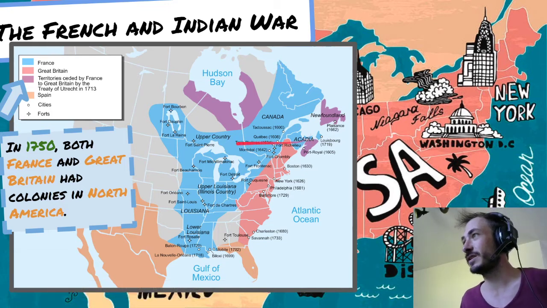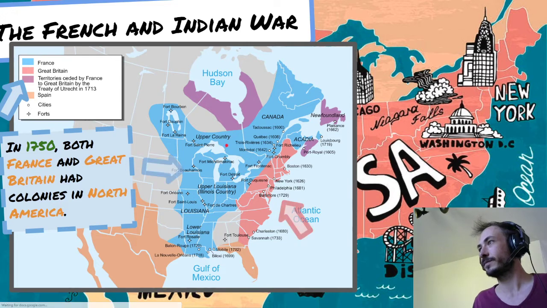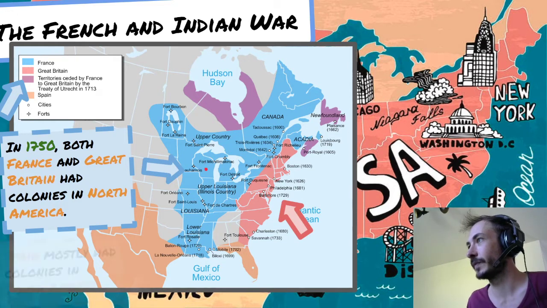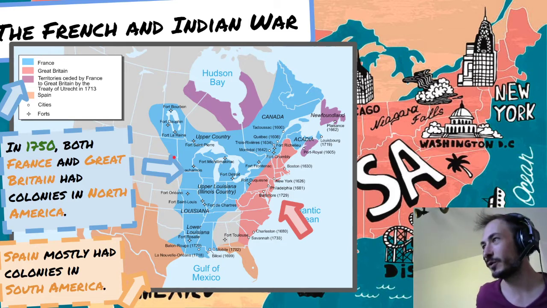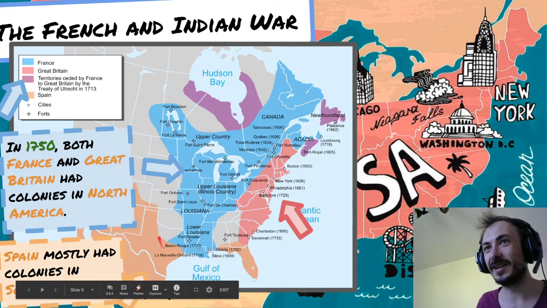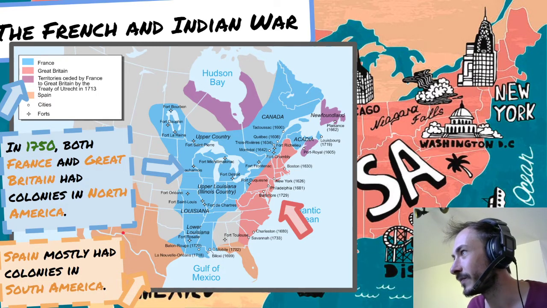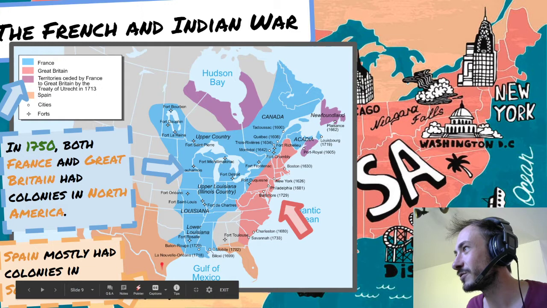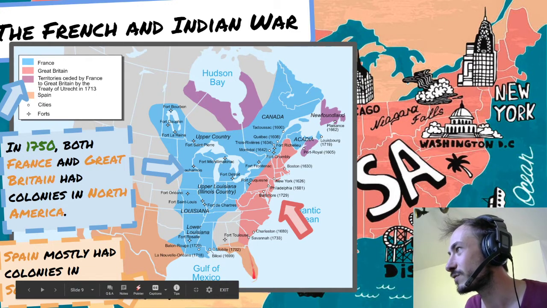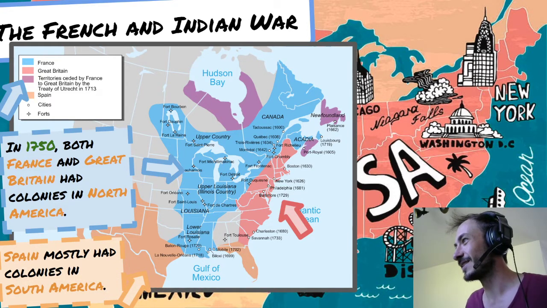So in 1750, both France, in blue, and Great Britain had colonies in North America, here and here. Spain mostly had colonies in South America. You can see the colonies are here. Do you recognize what state this is? Look at my red pointer. And what is this line here? This is the Spanish colony, and this as well is the Spanish colony. Do you know what state this is, the small one in the bottom right?